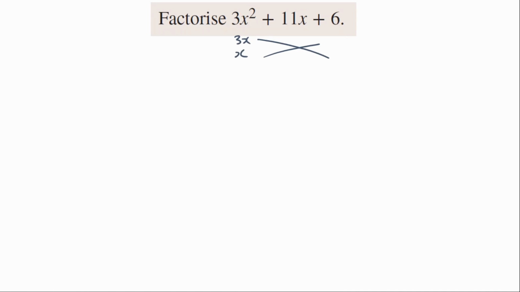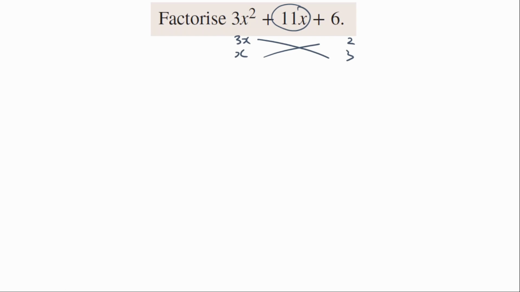Now let's try 3 and 2. I'll try to put 3 at the top and 2 at the bottom. 3x times 2 gives me 6x. 6x plus 3x gives me 9x, so that's not quite right. Let's try flip it around again. 2 up the top and 3 at the bottom. That gives me 9x plus 2x, and that does give me 11x. So these will be our terms involved in the answer here.